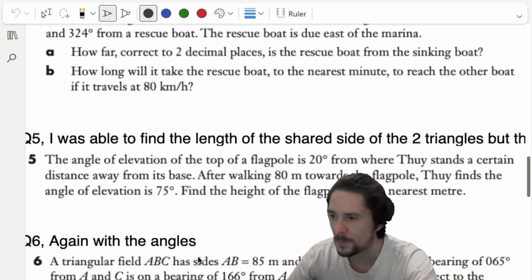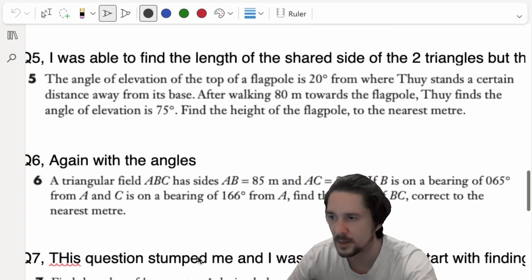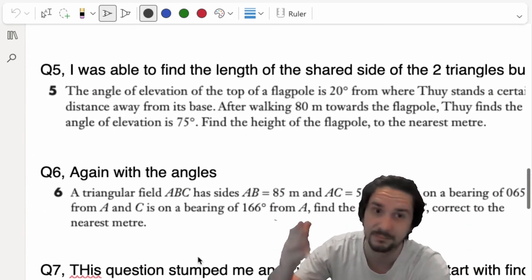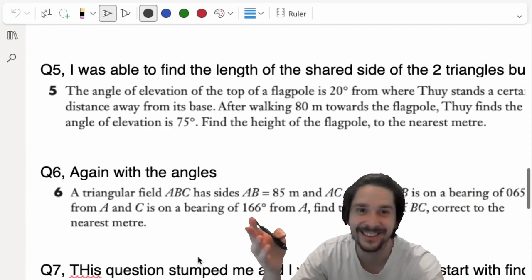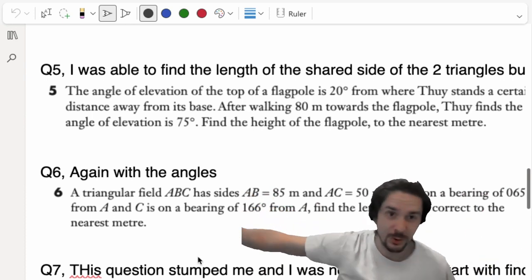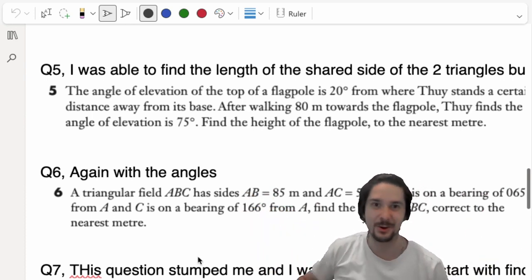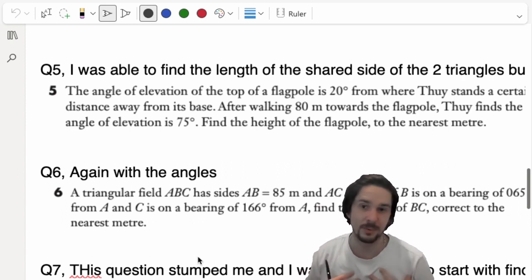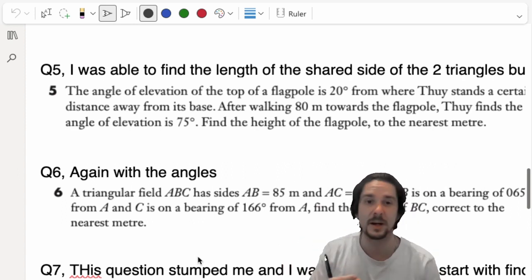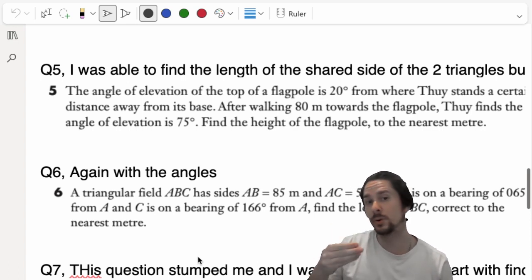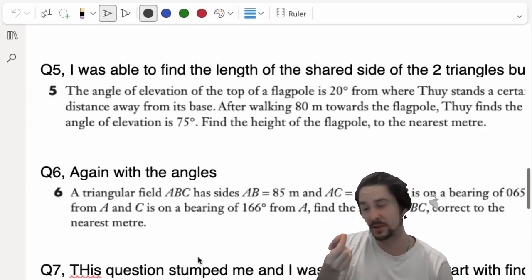Okay, I was able to find the length of the shared side of the two triangles, but then got stuck. Again, where's your question? Your question implied is, how do I do all of the question? You know, aside from the thing you were able to find. I don't like that. I mean, it's not a problem. I have fun answering these, but I can guarantee you'll be better at maths if you learn to identify what you don't understand.